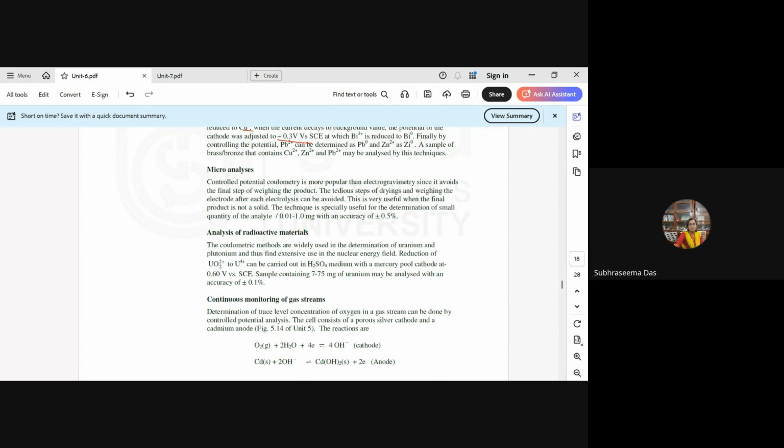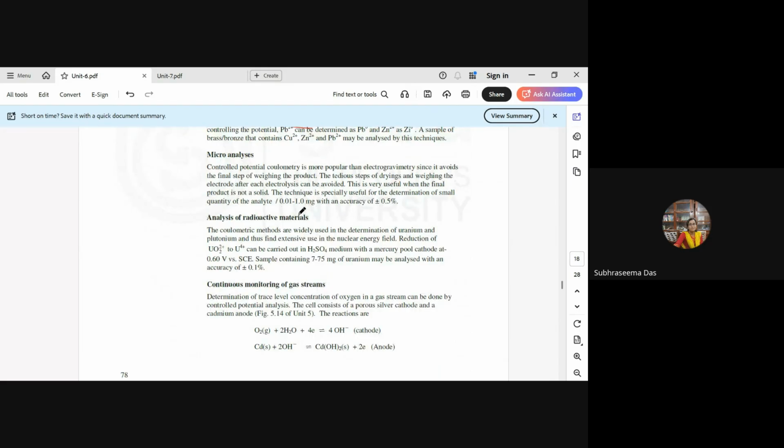Then coming to microanalysis. In microanalysis, controlled potential coulometry is more popular than electrogravimetry because it avoids the final step of weighing the product. The tedious steps of drying and weighing the electrode after each electrolysis process is avoided. This is why it is very useful, and it has an accuracy of 0.5 plus minus 0.5%.